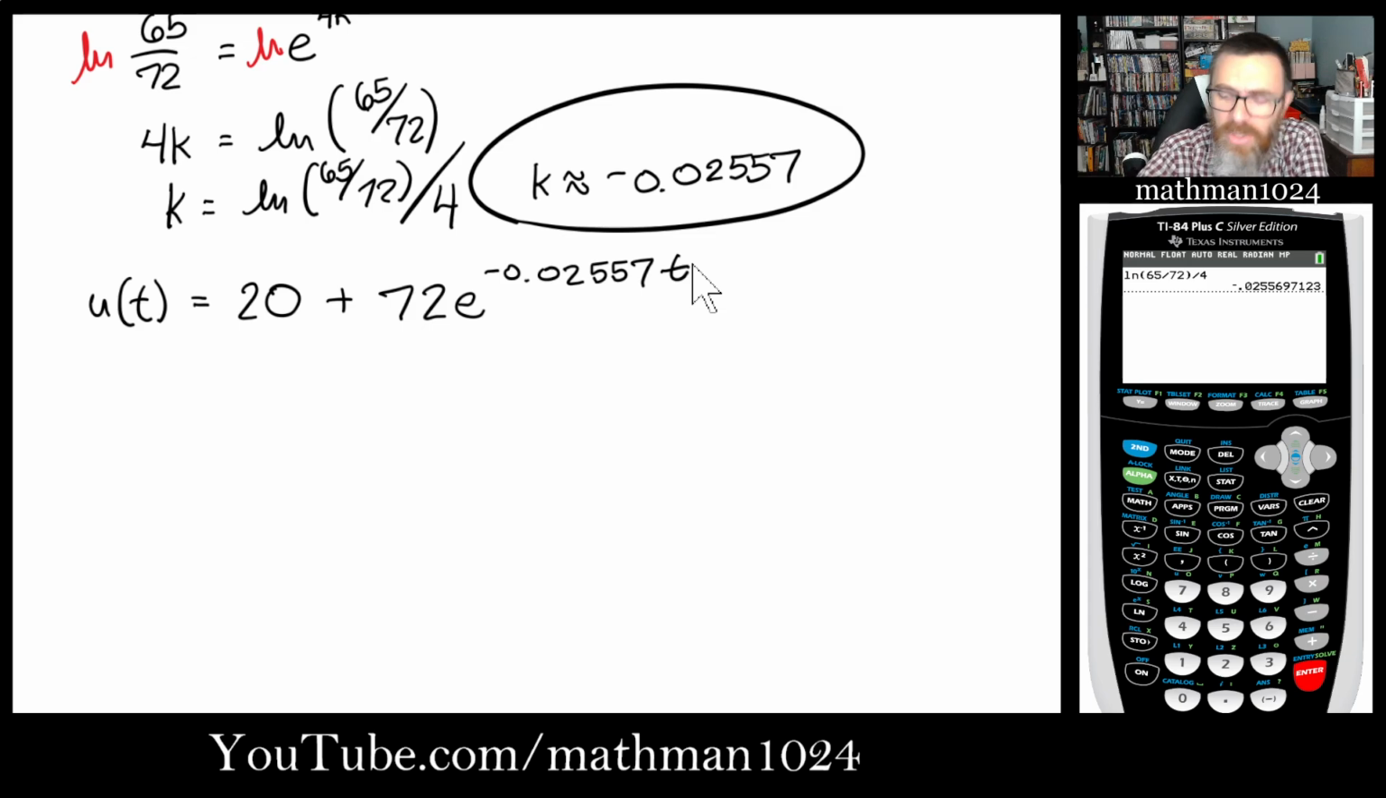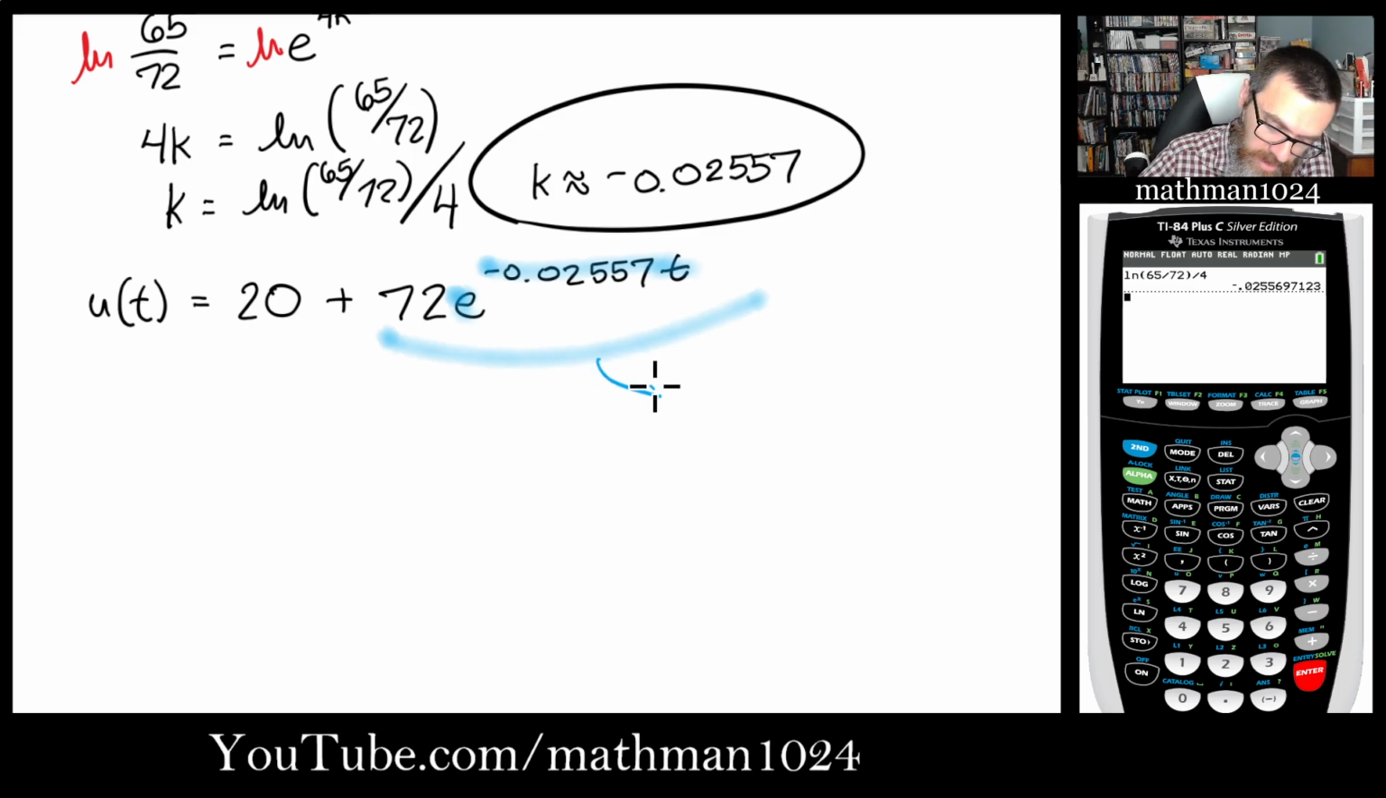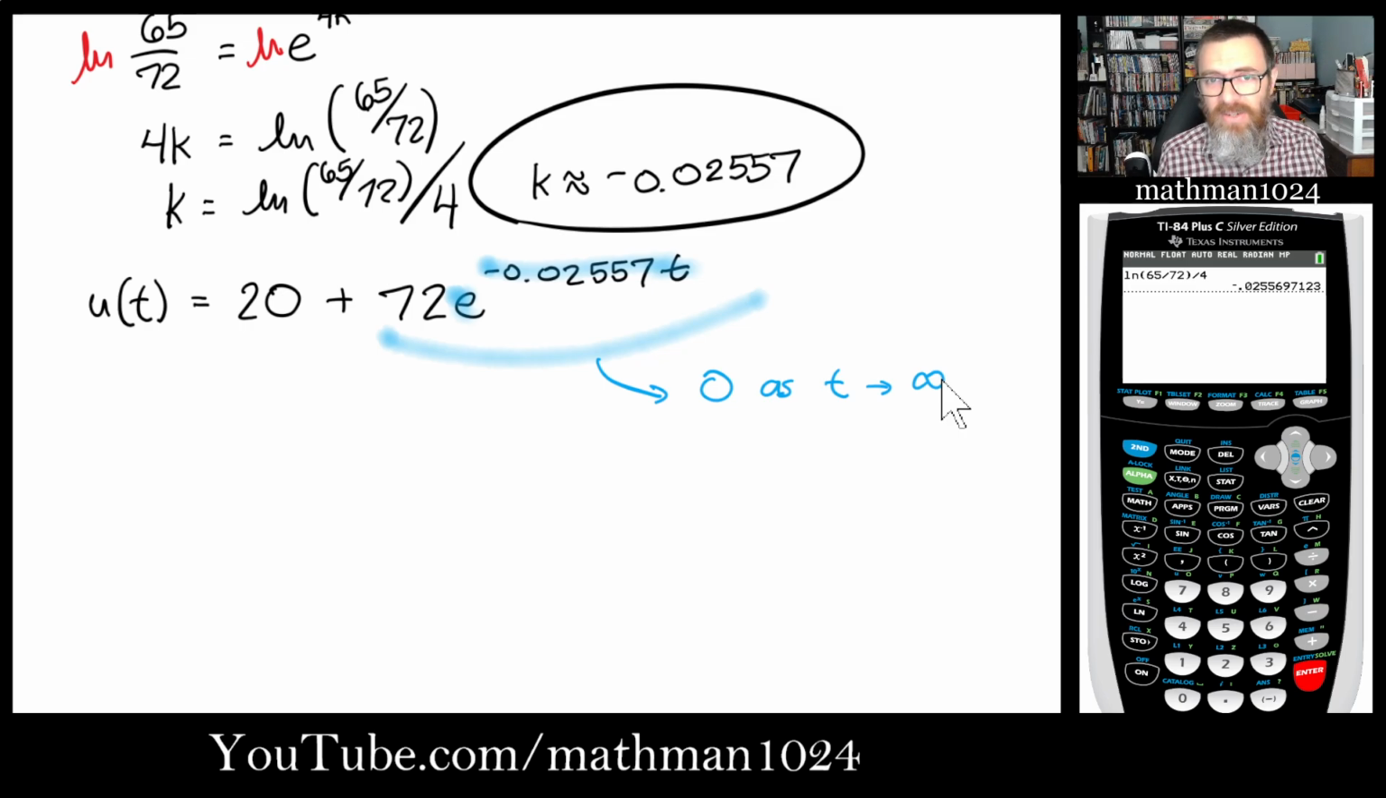Now, you'll notice that because we have a negative power connected to the exponential, all of this piece right here is going to go to 0 as t approaches infinity, which means that eventually the cup of coffee is going to get down to 20 degrees Celsius.